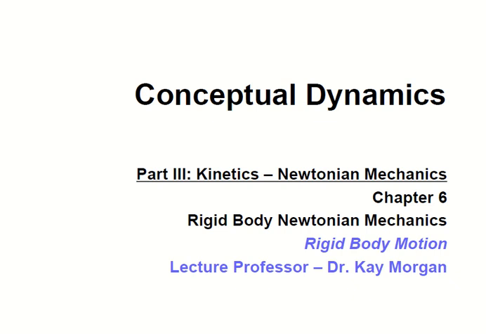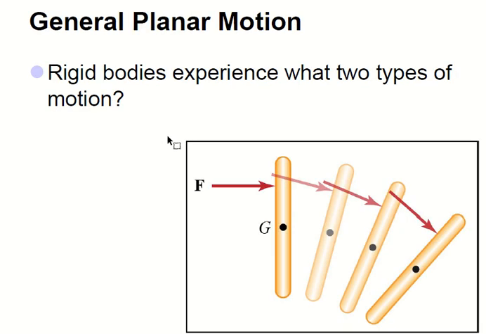Okay, so this week we're gonna get into chapter 6. And of course, we're still in Newtonian mechanics for rigid bodies, kinetics, and we will get into the rigid body motion. Of course, in rigid body motion, the very first one you need to know is called the GPM. It's your general planar motion.